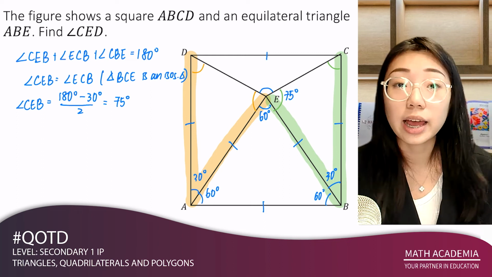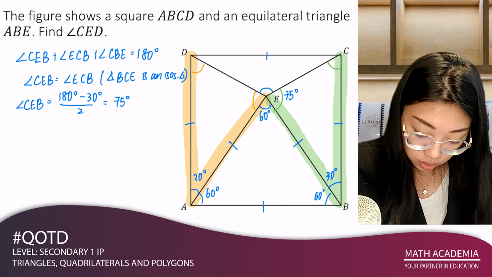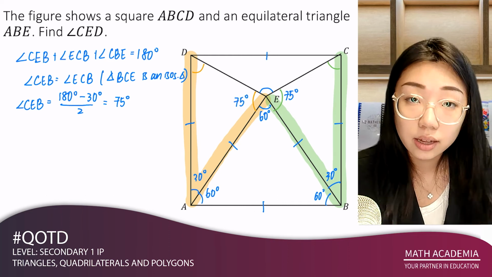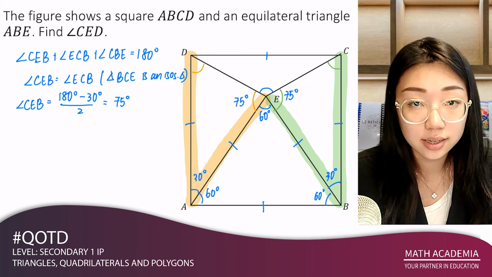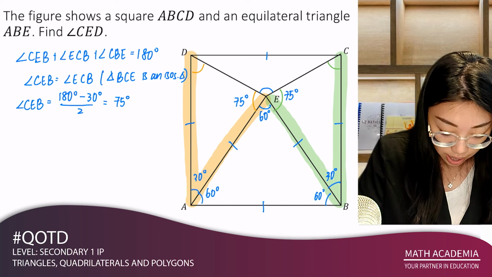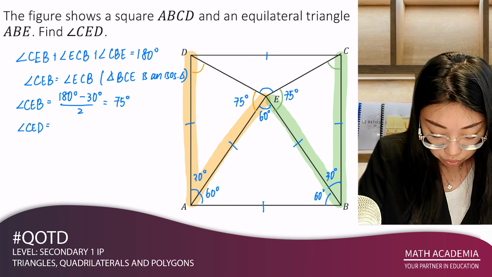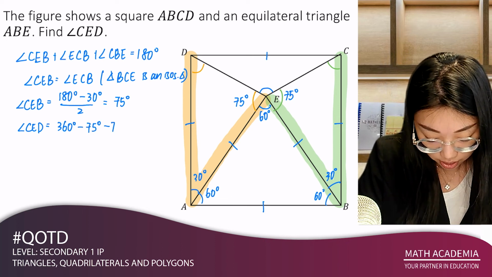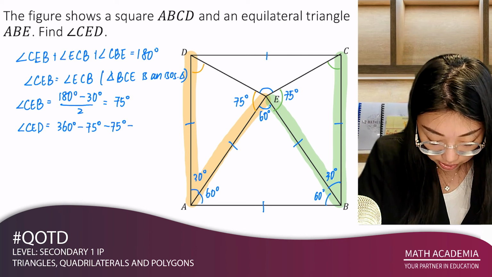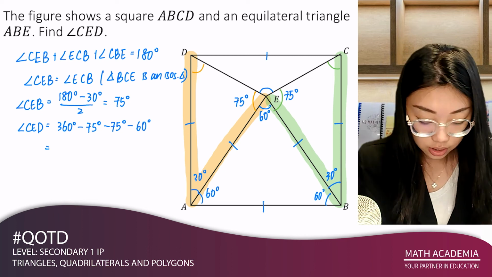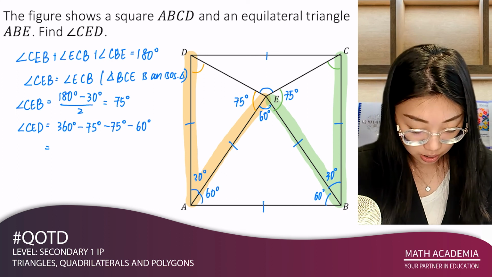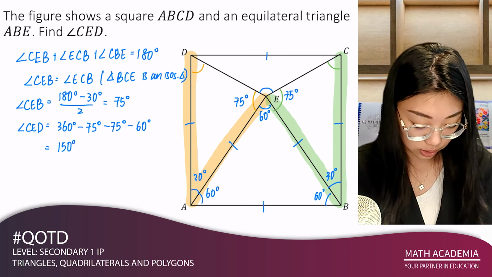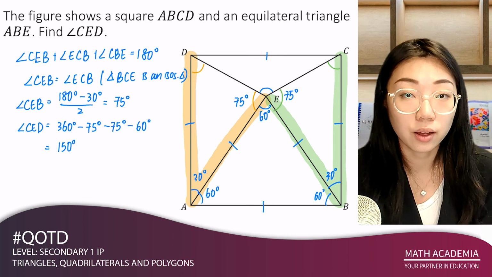Alright, and applying the same logic, we would know that angle DEA would also be 75 degrees. Since angles at a point add up to 360 degrees, this would mean that angle CED would equal 360 minus 75 degrees minus 75 degrees minus 60 degrees. Okay, and that would give me 150 degrees. Okay, and we have arrived at our final answer.